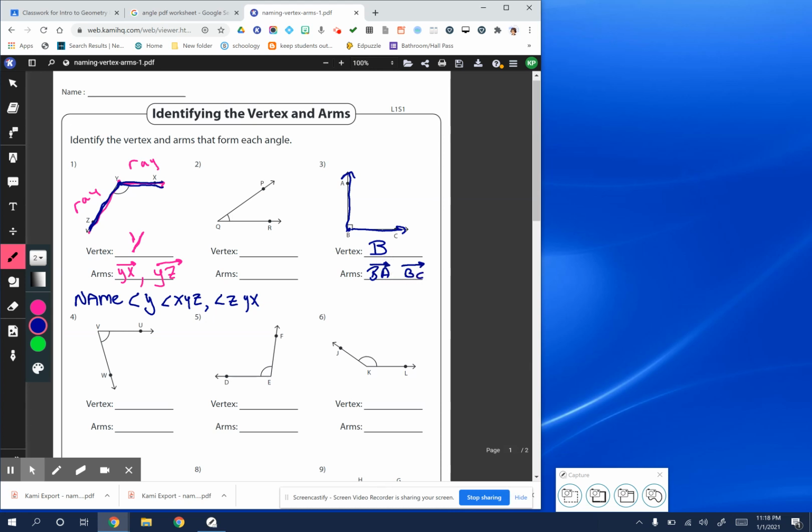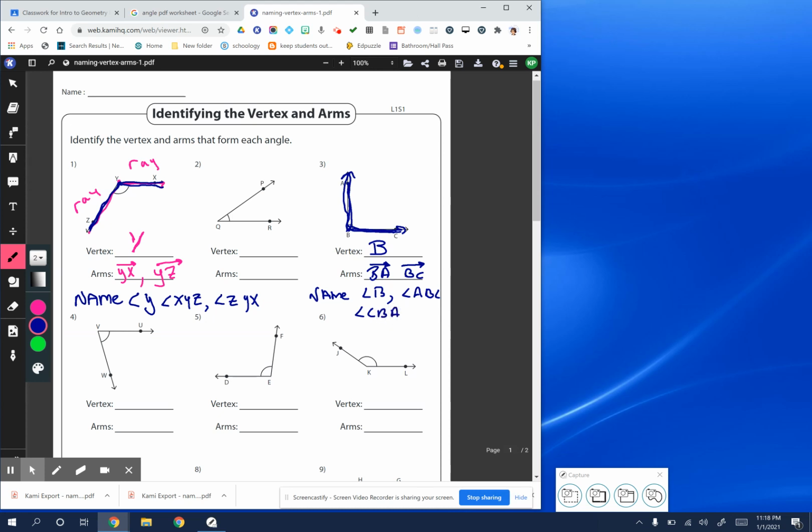All right, and then how am I going to name that angle? Well, the easiest way is to name it by the vertex, which is angle B, or I can name it by all three letters, which sometimes we're going to have to do when we have more than one angle together. So I can call it angle ABC, or I could call it angle CBA, but the vertex has to be in the middle.